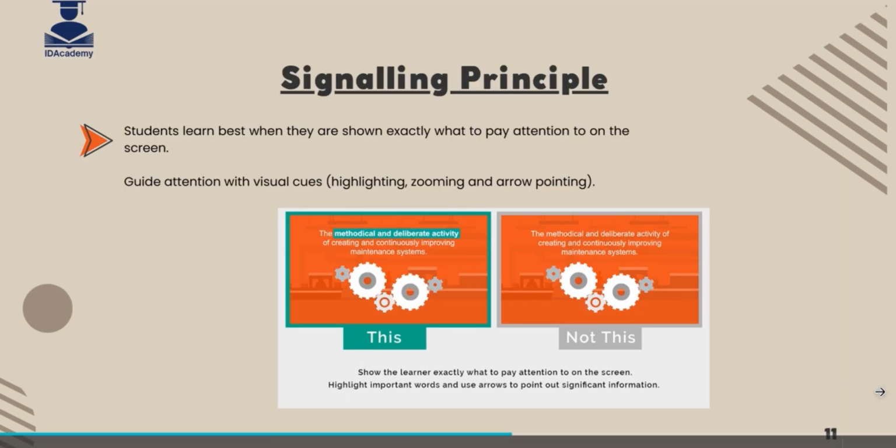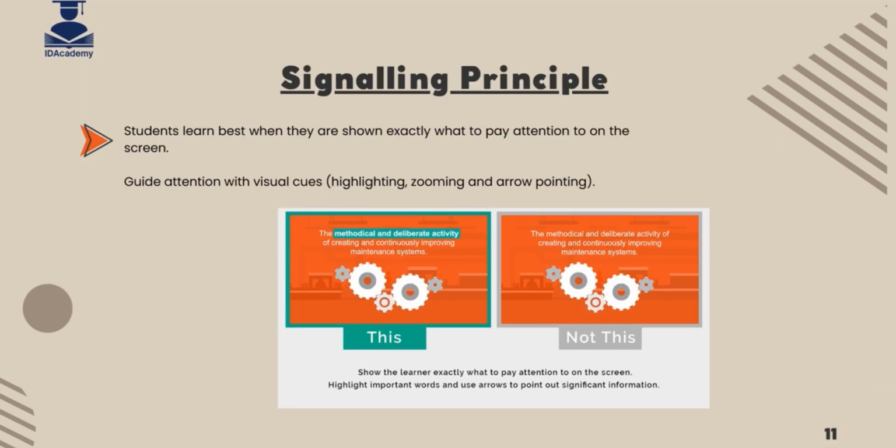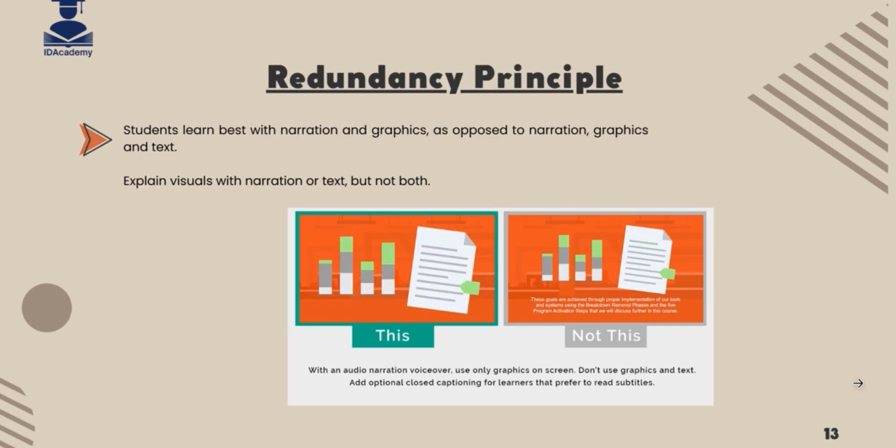Another principle is the signaling principle. It states that students learn best when they are shown exactly what to pay attention to on the screen. We have to use highlighting, zooms, and also arrows pointing to the learning materials. Redundancy principle. This principle states that students learn best with narration and graphics, as opposed to narration, graphics, and text.